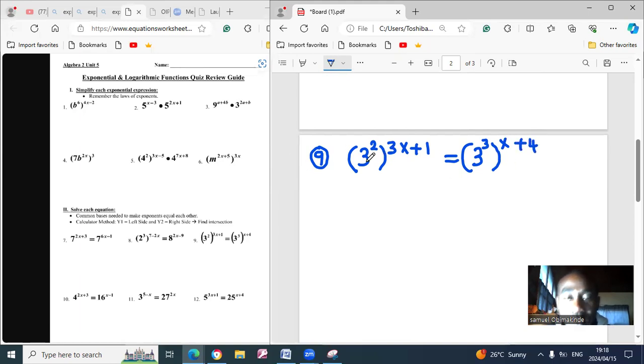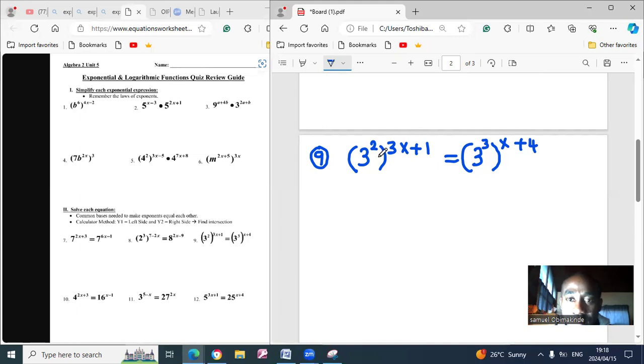So here, it will not help us to convert 3 to the power of 2 to 9. That will not help us in this case, because if we convert 3 squared to 9, then here we might need to convert 3 cubed to 27. And 9 is different from 27, so they cannot cancel each other.